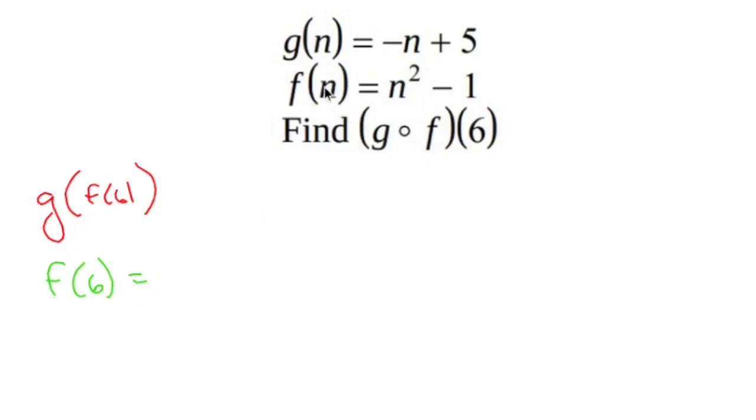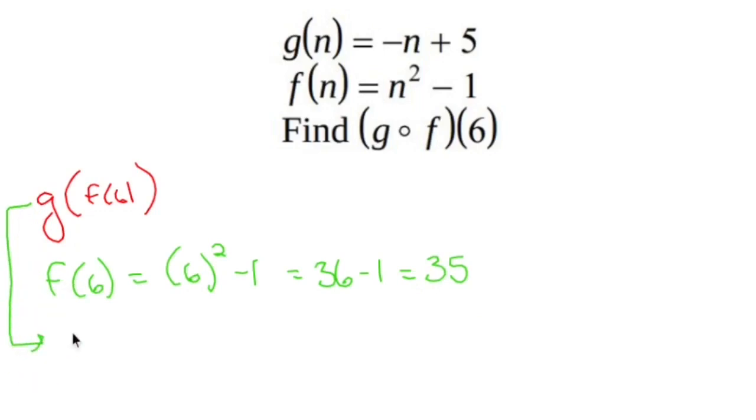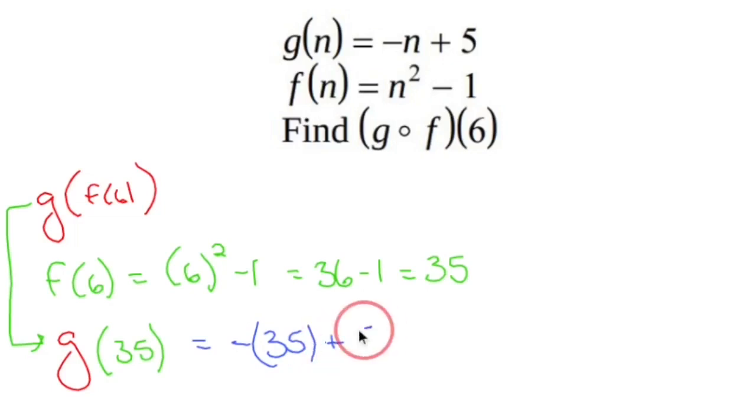F of 6 means I take f of n and throw in 6 for every n there. So 6 squared minus 1 is going to be 36 minus 1, which is 35. So f of 6 is 35. So g of f of 6 is the same thing as saying g of 35. So I could take 35 and substitute 35 into g. So it's going to be negative 35 in a parenthesis, just got to look proper, plus 5. Negative 35 plus 5 is negative 30. So g of f of 6 is negative 30. Composite functions.